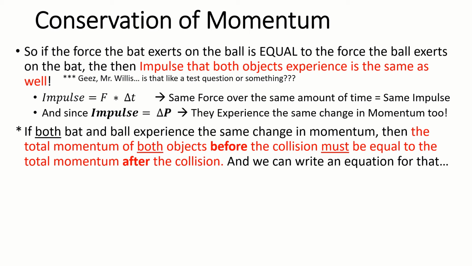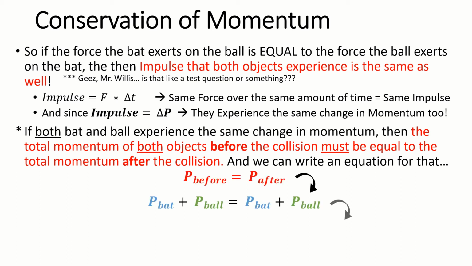Otherwise, highlight it if you printed these out, because you can find the version I don't talk over on Teams, like always. So the total momentum of both objects before they collide is equal to the total momentum of both objects after they collide. And we can rewrite this equation a multitude of ways. You could solve for the momentum of the bat first and then plug it in. Whatever you want to do.